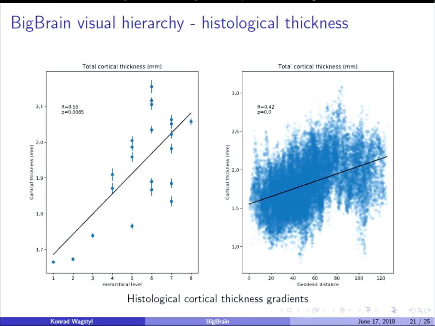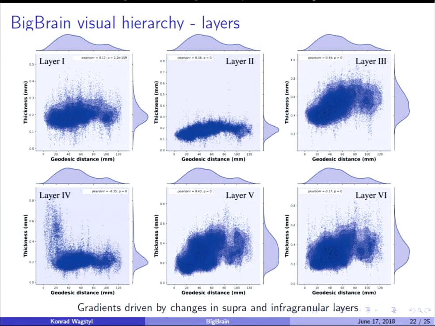What's nice is we can now say which layers are driving this total cortical thickness gradient. So we can compare each layer with the geodesic distance from V1. And what we find is that this overall total cortical thickness gradient is primarily driven by changes in layers 3, 5, and 6. And this is nice because it matches with the single cell studies, because layers 3, 5, and 6 are the pyramidal neuron layers.